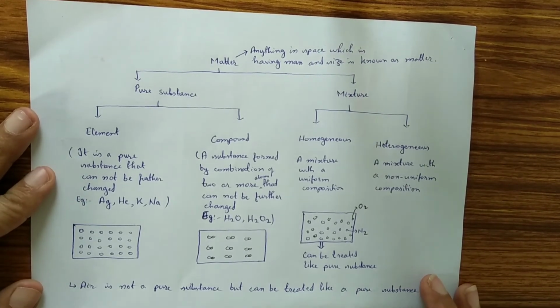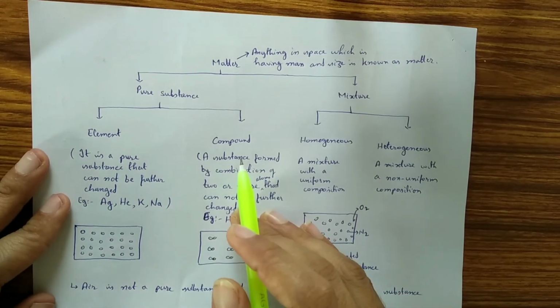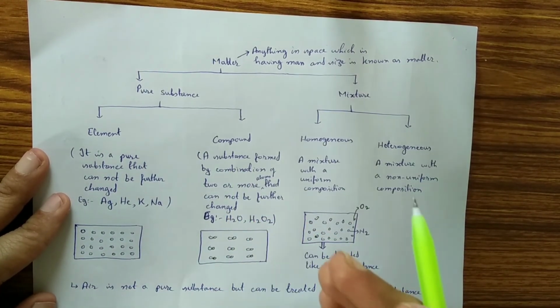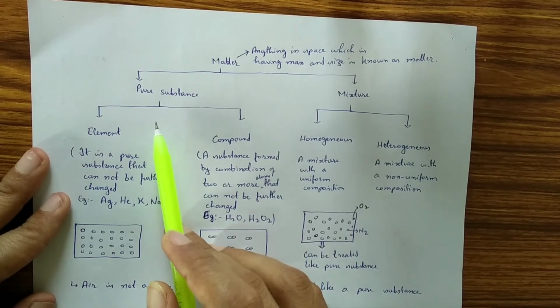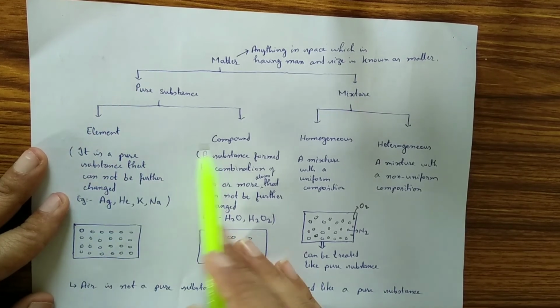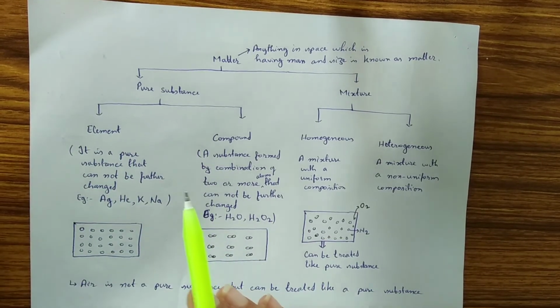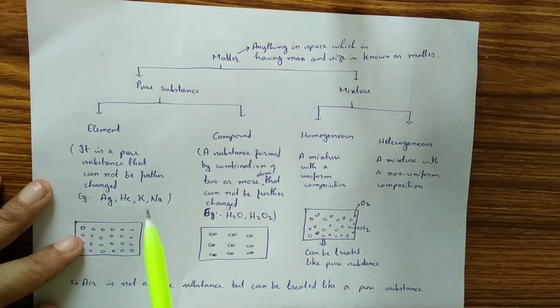Matter. Anything in space which has mass and occupies space, that is, has size, is known as matter. If we classify matter as pure substance and mixture, pure substance is further classified as element and compound. Element is a pure substance that cannot be further changed.